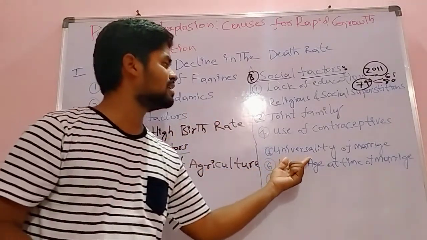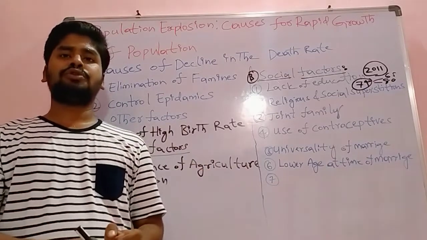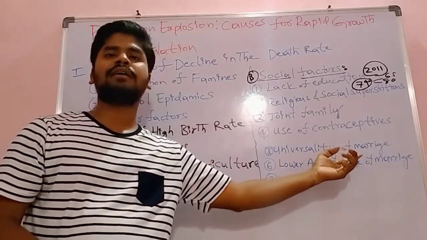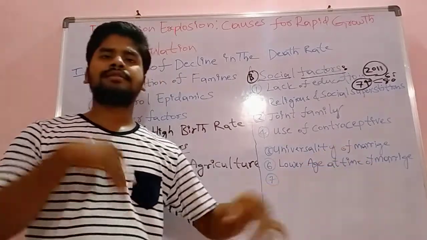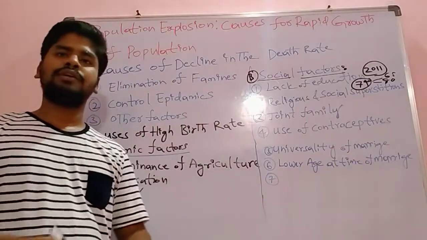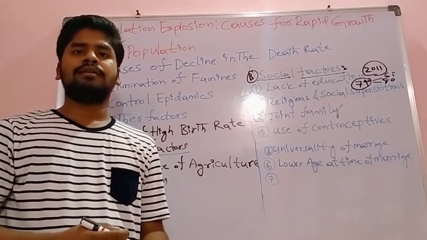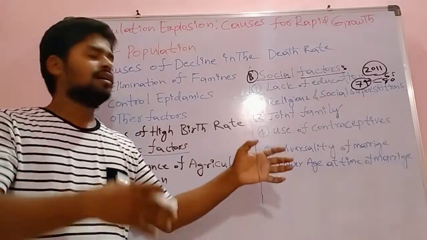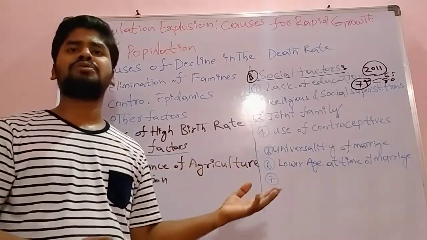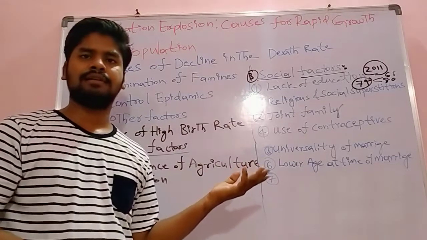And coming to universality of marriage, people think each and every individual should marry. If a girl gets to around 18 years, she has to marry, and a boy, when he gets to 20, 21, 22 years, he should be married. They think that it's a responsibility. They should marry. That is why after marriage they are forcefully trying to have children. So that is the reason why the birth rate will increase, right?